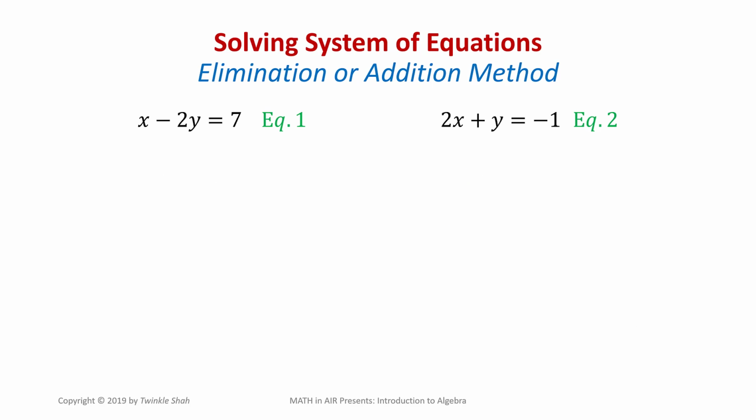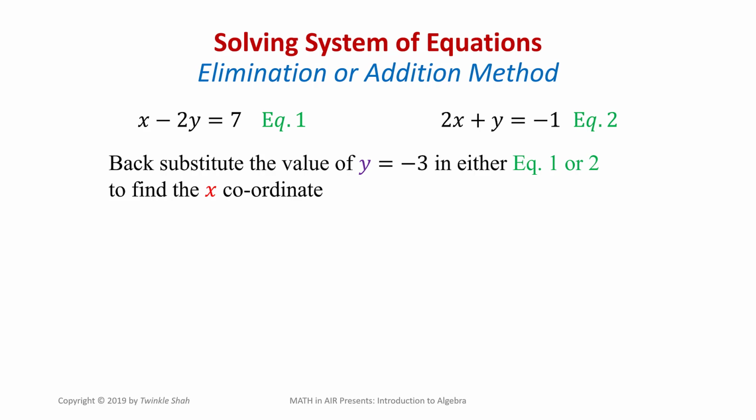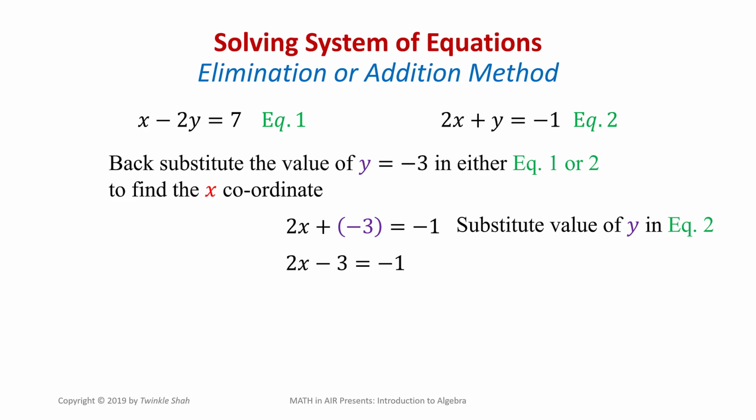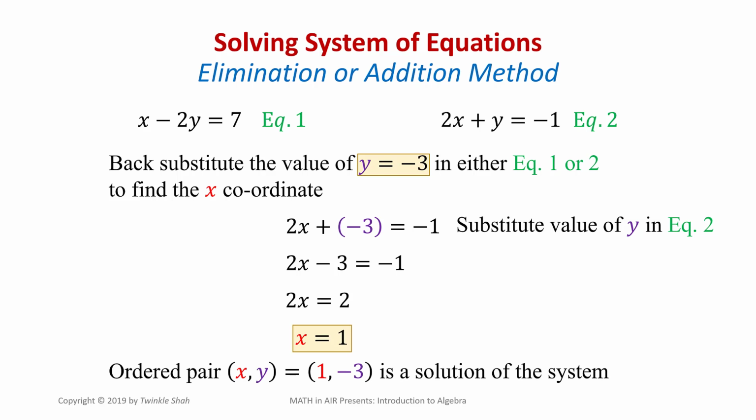Now let's find the other variable. Back substitute the value y is equal to negative 3 in either equation 1 or 2 to find the x coordinate. Substitute y is equal to negative 3 in equation 2. Hence we get 2x plus negative 3 is equal to negative 1. Therefore we have 2x minus 3 is equal to negative 1. This is simplified as 2x is equal to 2. Therefore x is equal to 1. Here the ordered pair (x, y) equal to (1, negative 3) is a solution of the system.